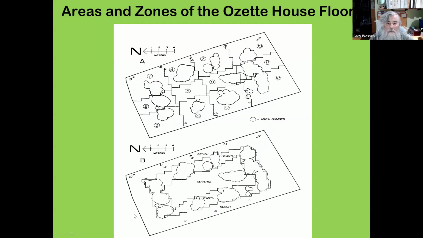And then there's activity zones that overlay this. And there's basically a bench zone because there's benches all around the house floor where people don't walk, but garbage gets swept. And then a hearth zone, and then a center floor area where various economic processing activities, social activities, ceremonial activities all occur out in the middle of the floor.